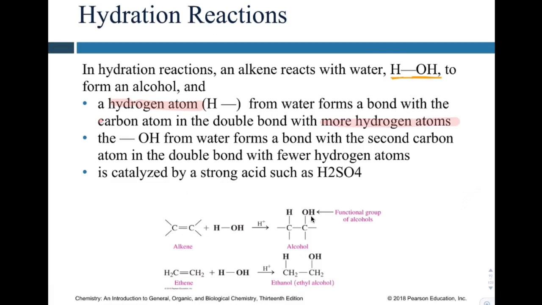The hydroxide, the OH, the hydroxyl group, forms a bond with the second carbon, the one with fewer hydrogens. So the hydroxyl is going to go with the carbon with fewer hydrogens. And we're catalyzed here by a strong acid. So you need to think about H+, hydronium, any strong acid you can use as a catalyst here. So if I have an alkene, both of these carbons have the same number of hydrogens. This is two hydrogens, this is two hydrogens, so it doesn't matter where your H and OH go, it's the same. But you made an alcohol now because you have an OH attached to one of these. Same thing here. We have our OH attached. It doesn't matter because they're both two hydrogens.